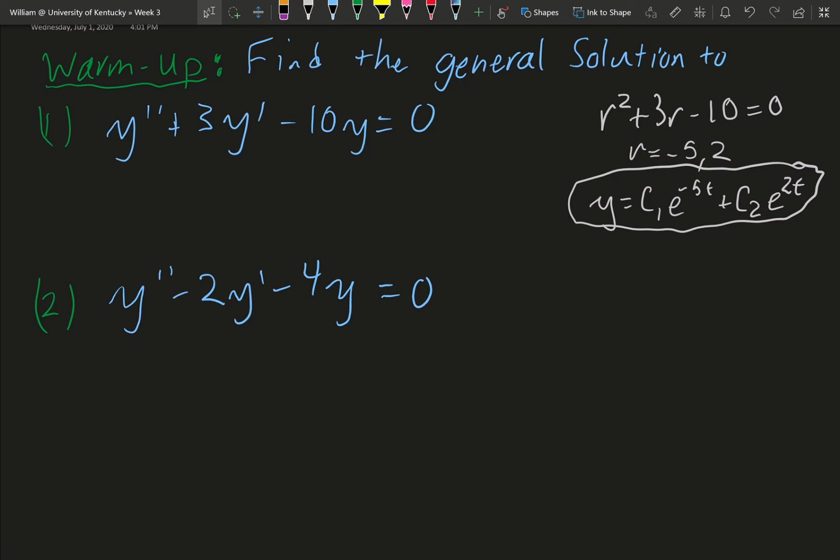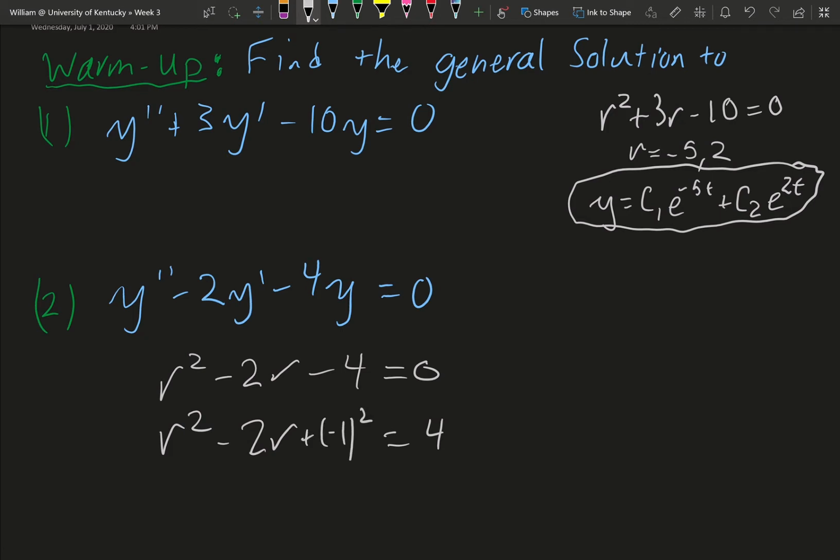For this second one down here, r squared minus 2r minus 4 equals 0. And let's go ahead and actually complete the square on this one. So if we write r squared minus 2r, it can be useful to just put the 4 on the other side. And now if we divide -2 by 2, we get -1. So we want to add -1 squared to both sides.